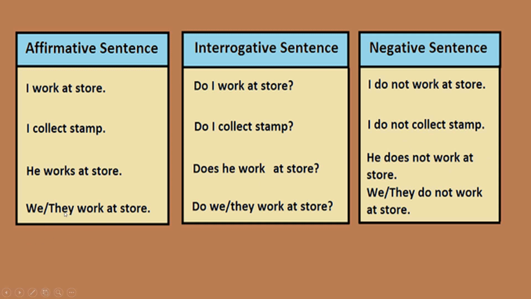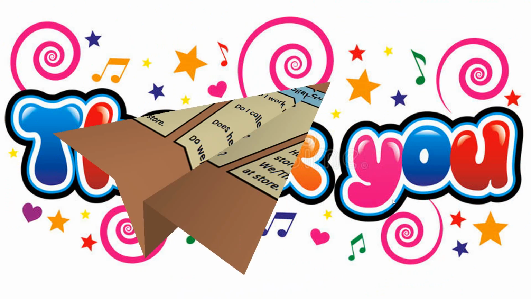Next one is we or they work at a store. Both are plural, so we will use work only. And how to change into interrogative? We and they are plural pronouns, so we have to write do we or do they work at a store? In the same way, how will we change into negative? We do not work at a store or they do not work at a store. I hope you have understood, children.